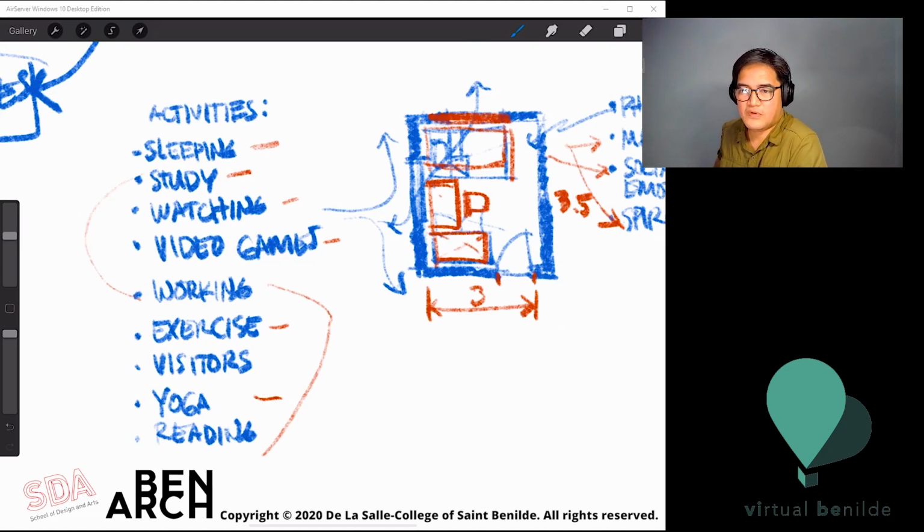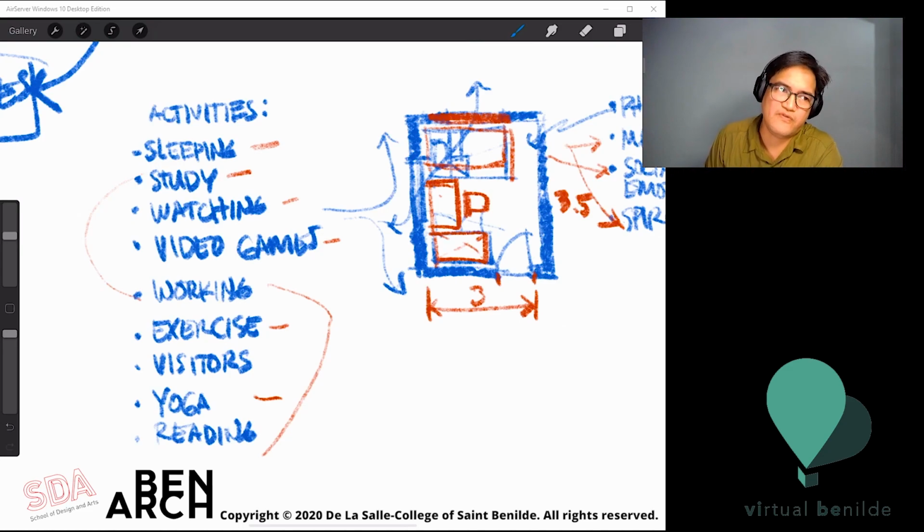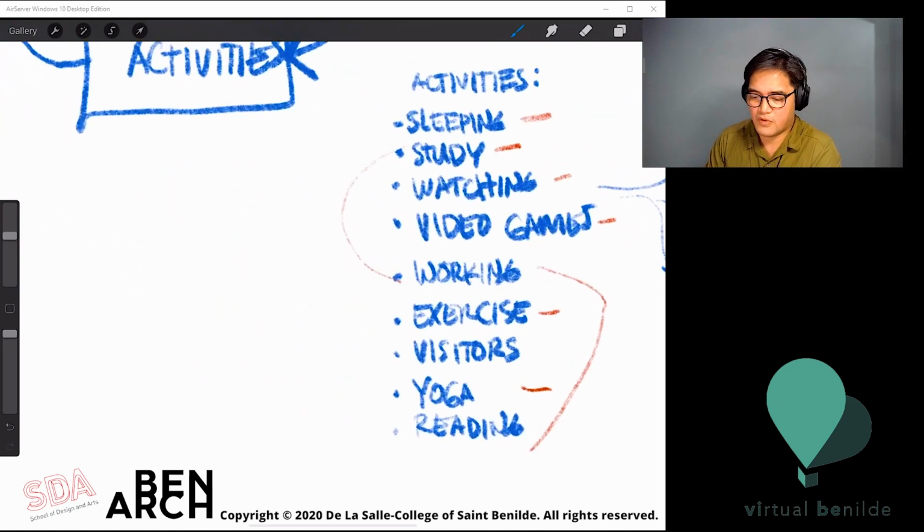Once you've listed these down, you could actually list a whole lot more activities for your students. And once you've considered all this, some of the things you need to investigate that are connected with this are the furniture, like for example sleeping. What's a good bed size?